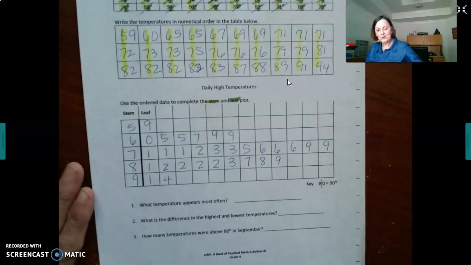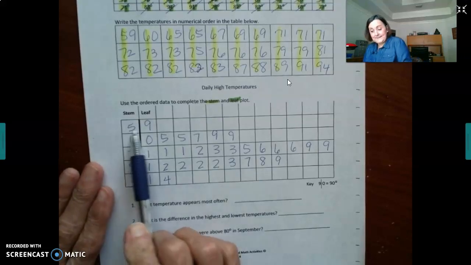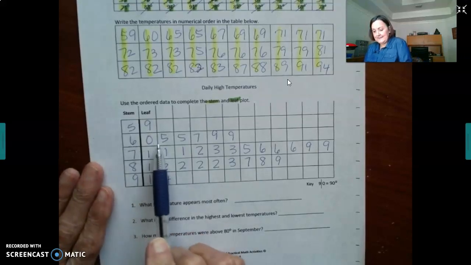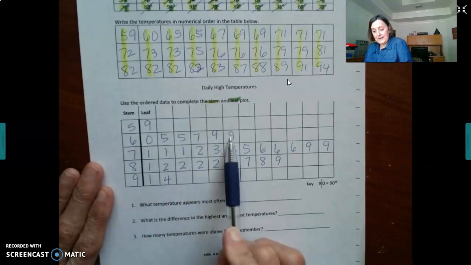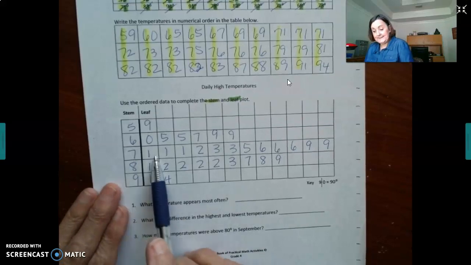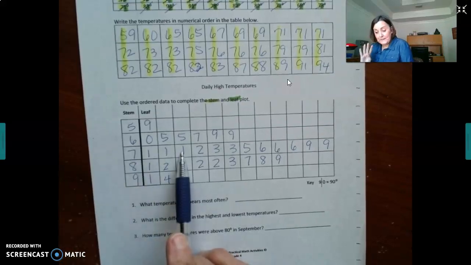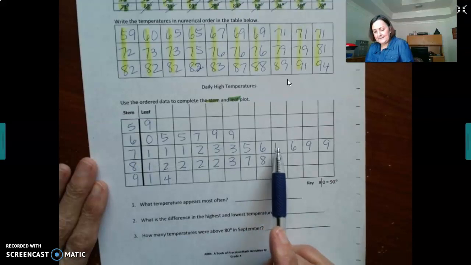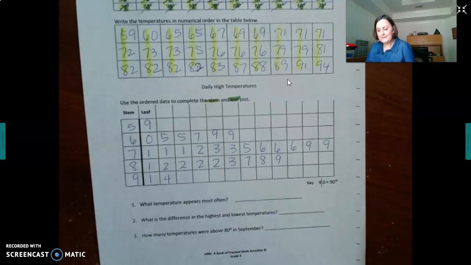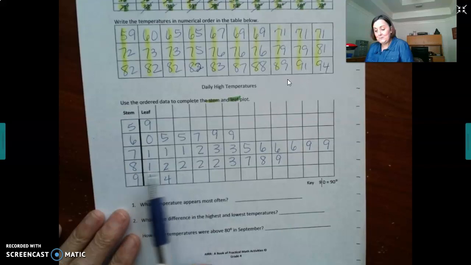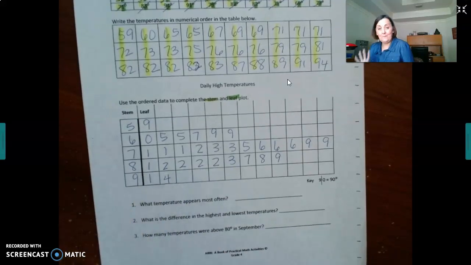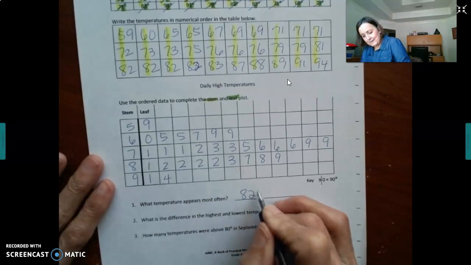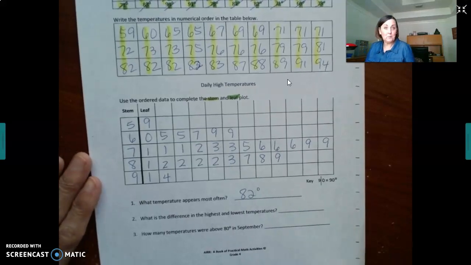Okay, so we can look and we can see that this is 59, 60, 65, 65. Okay, that happened twice. 69 degrees happened twice. 71 degrees happened 3 times. 76 degrees happened 3 times. 82 occurred how many times? 1, 2, 3, 4 times. So I think we found our answer. 82 degrees appears most frequently.